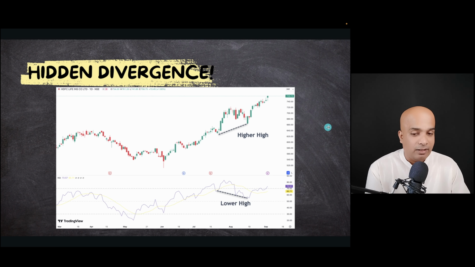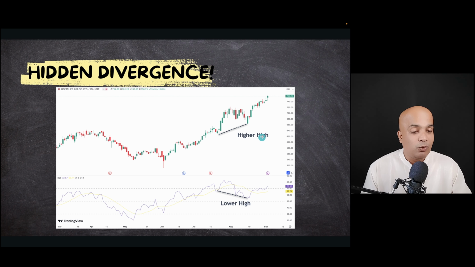I will take a chart for example. HDFC Life Insurance, the original trend is upside. If you see from here to here, price made a higher low, whereas RSI made a lower low, isn't it? So this is a particularly good example of RSI hidden divergence.